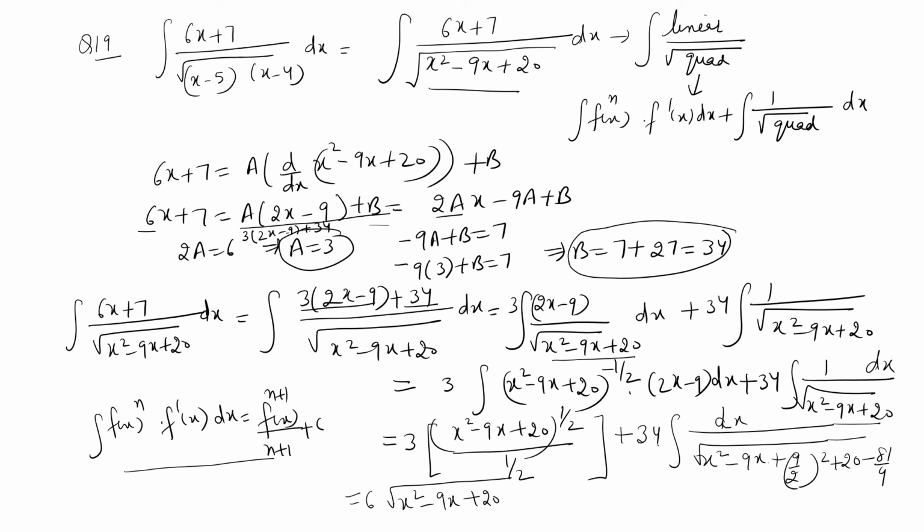And this is plus 34 times dx upon x minus 9 by 2 whole square, and then 20 minus 81 by 4, that makes minus 1 by 4, which can be written as minus 1 by 2 whole square. So let's write it in the next sheet.